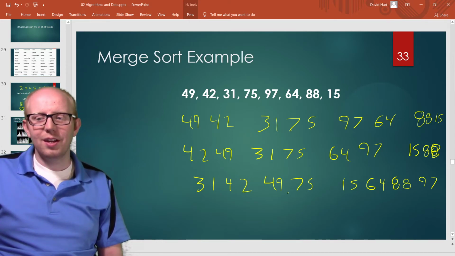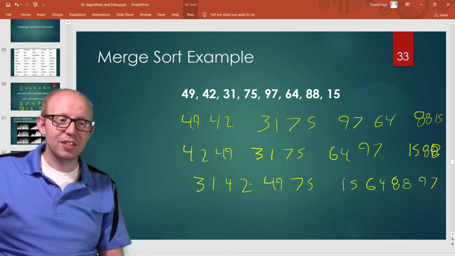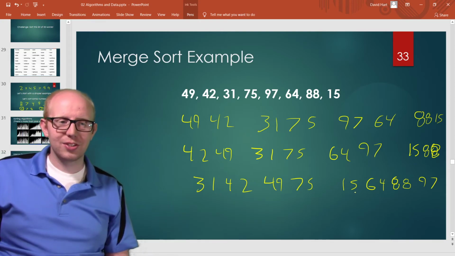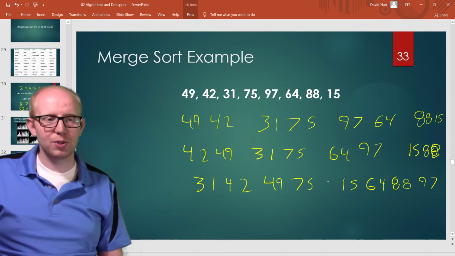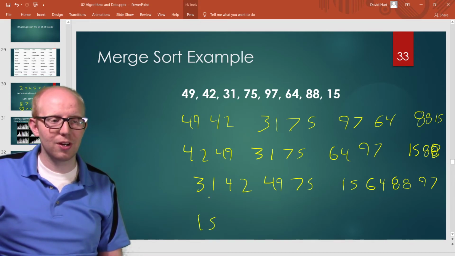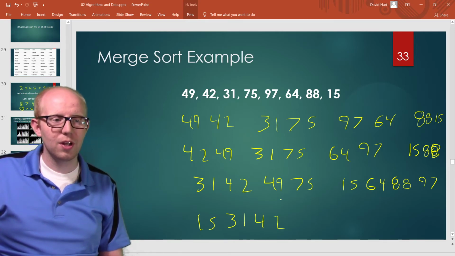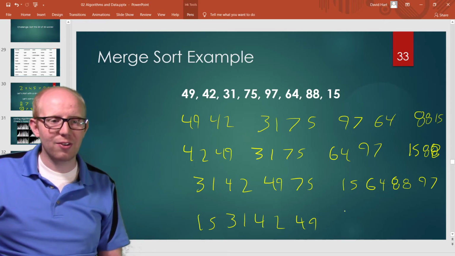Now, last step, we need to merge these 2 lists until we have our full list. Which one's smaller, 31 or 15? Well, 15 is smaller. 31 or 64, 31. 42 or 64, 42. 49 or 64, 49. 75 or 88, 75. 88, and then 97.